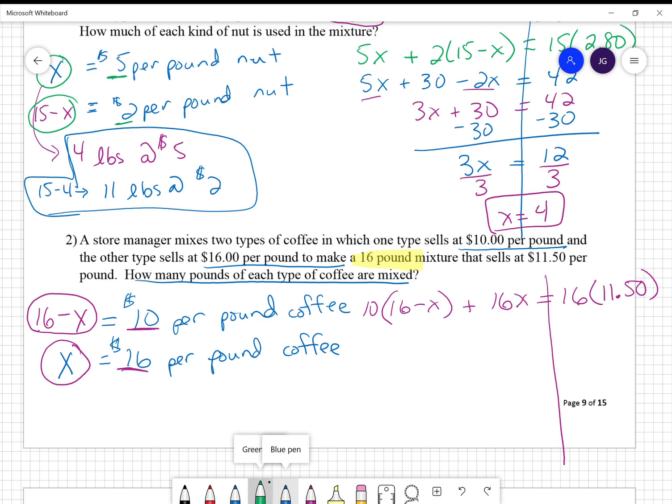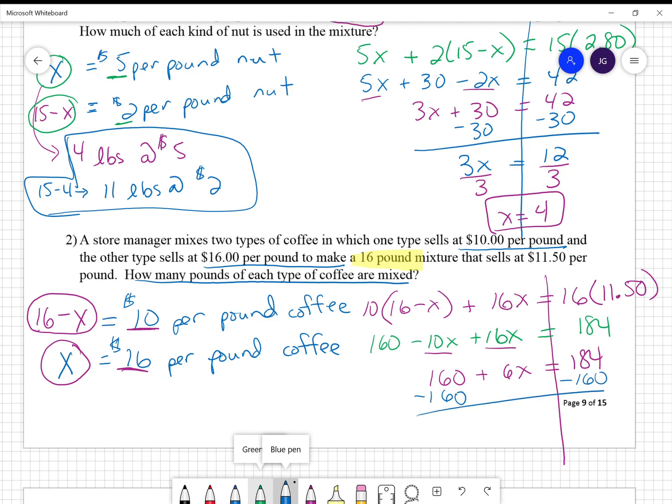I'm going to distribute: 160 minus 10x plus 16x equals 184. Combining my like terms gives me 160 plus 6x equals 184. Subtract 160. 6x equals 24. Divide by 6. X equals 4.